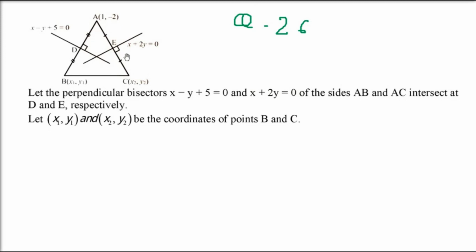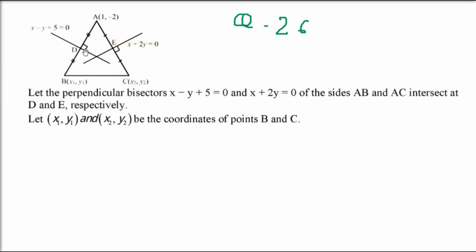So the lines which are perpendicular bisectors of two sides of a triangle are given. One vertex, the point A, is also given as (1, -2). Find the equation of line BC.